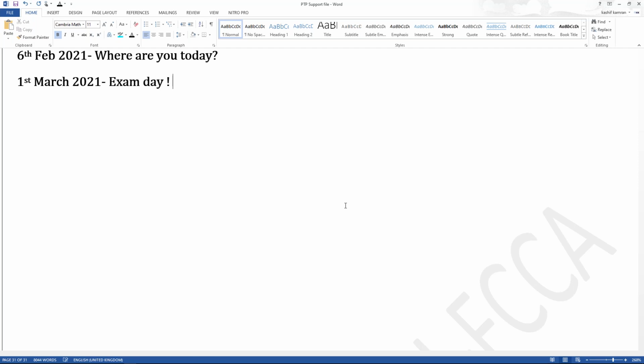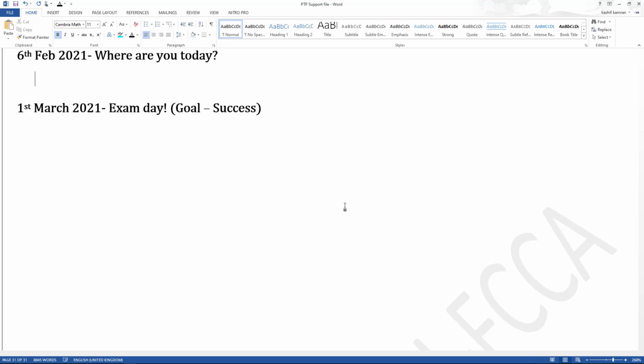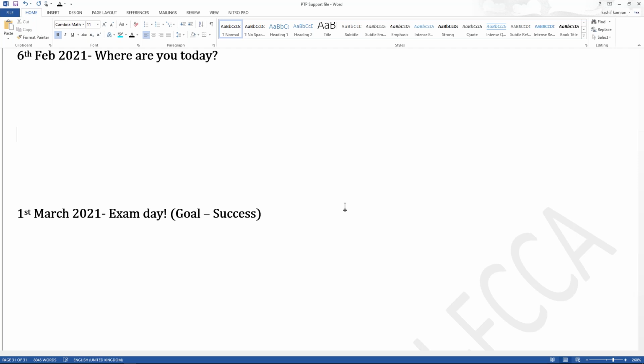Your goal is success. Everyone's goal is success, right? But are you planning success carefully? Are you doing something for success carefully? Today is the 6th of February. On the 1st of March, you have your exams where your goal is success. Are you doing something brilliant for it? Are you doing something for it? Now, between the 6th and the 1st of March, you have to do lots of things.